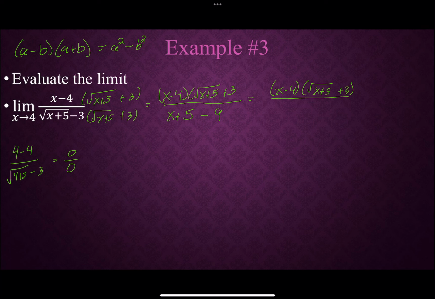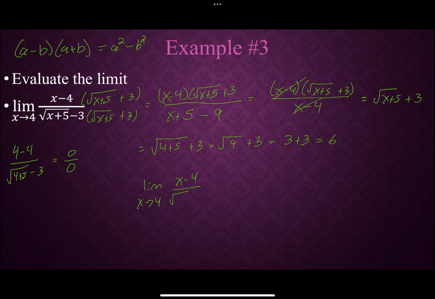And again, nothing can be evaluated until something cancels from top and bottom. Now it has. Now we just simply have the square root of x plus 5 plus 3. Now we can go ahead and plug into that. So we would have the square root of 4 plus 5, plus 3, which is square root of 9 plus 3, which is 3 plus 3, which is 6. So we would say the limit as x approaches 4 of x minus 4 over square root of x plus 5 minus 3 is equal to 6.